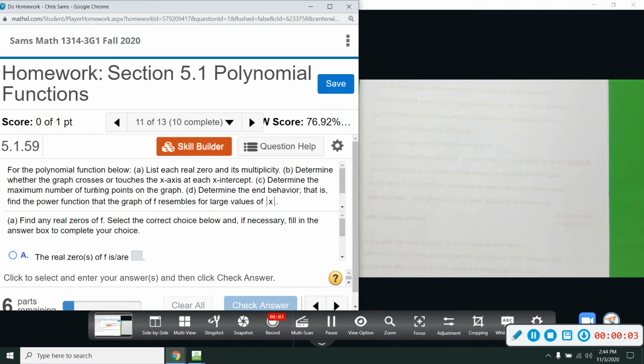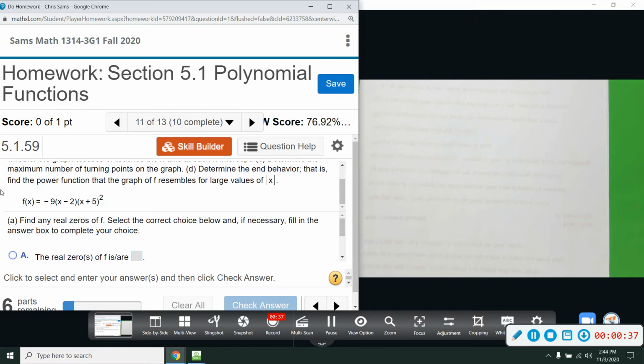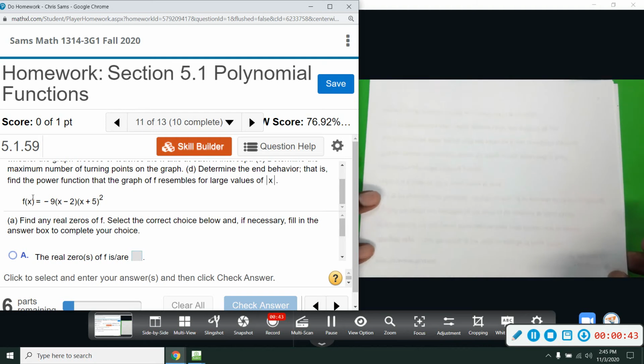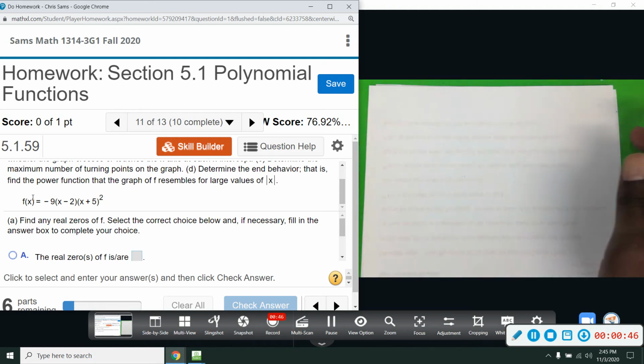Okay, number 11. It just says for the polynomial function below, we're going to list each of the real zeros and the multiplicity, determine whether the graph crosses or touches the x-axis at each x-intercept, determine the maximum number of turning points on the graph, determine the end behavior, that is, find the power function that the graph of f resembles for large values of x. Okay, so we're going to do all of this one at a time. Here is the function that we're going to be dealing with. So I'm going to write this function down. We'll answer those questions all together, and then we will input the information.